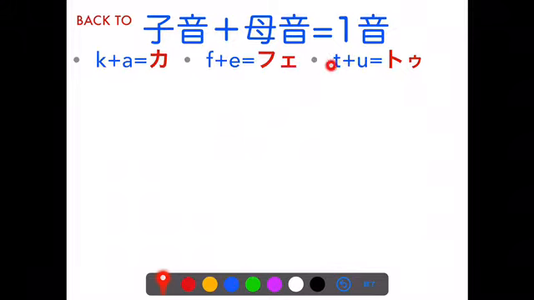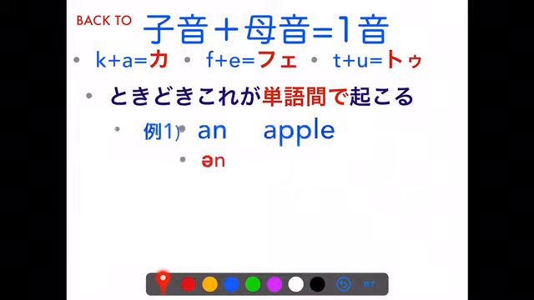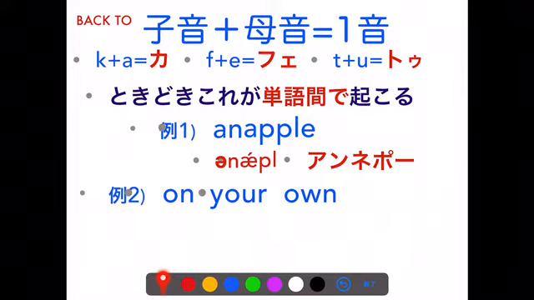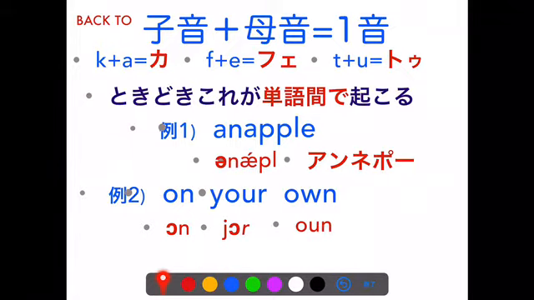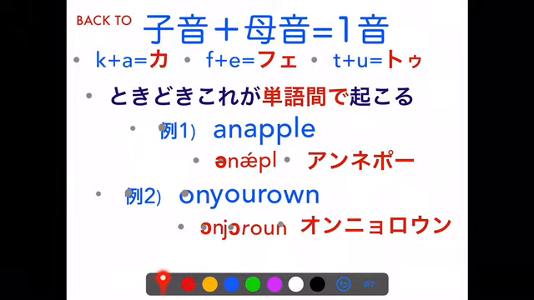Like ka, fa, tu. But sometimes this happens between words. For example, the pronunciation of this word is of course an plus apple. But when you speak quickly, these words get together and become like an apple. So it sounds like an apple. This sounds are of course on your own. But when you speak fast, they get together on your own. So it sounds like on your own. This is sound change by the sound link.